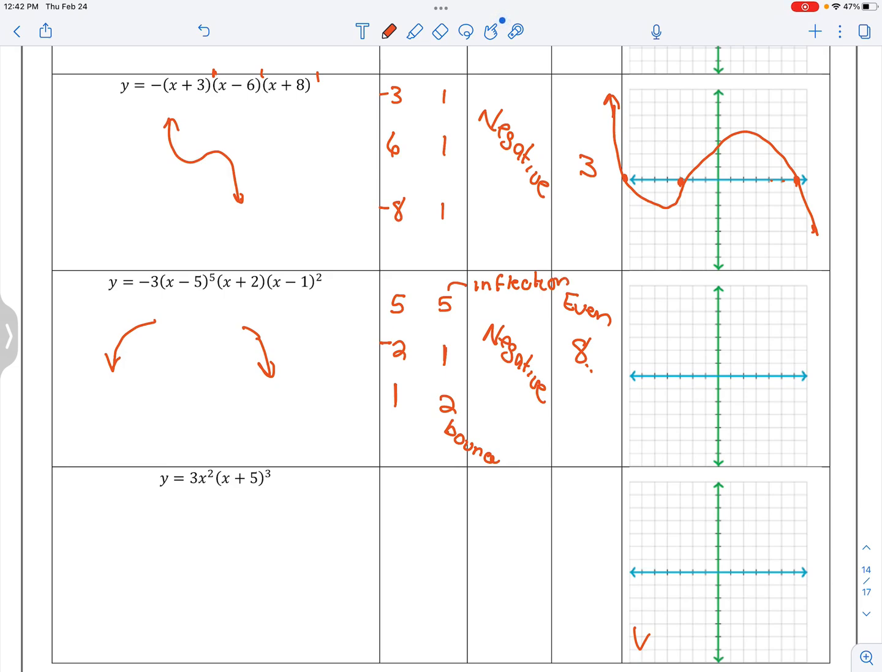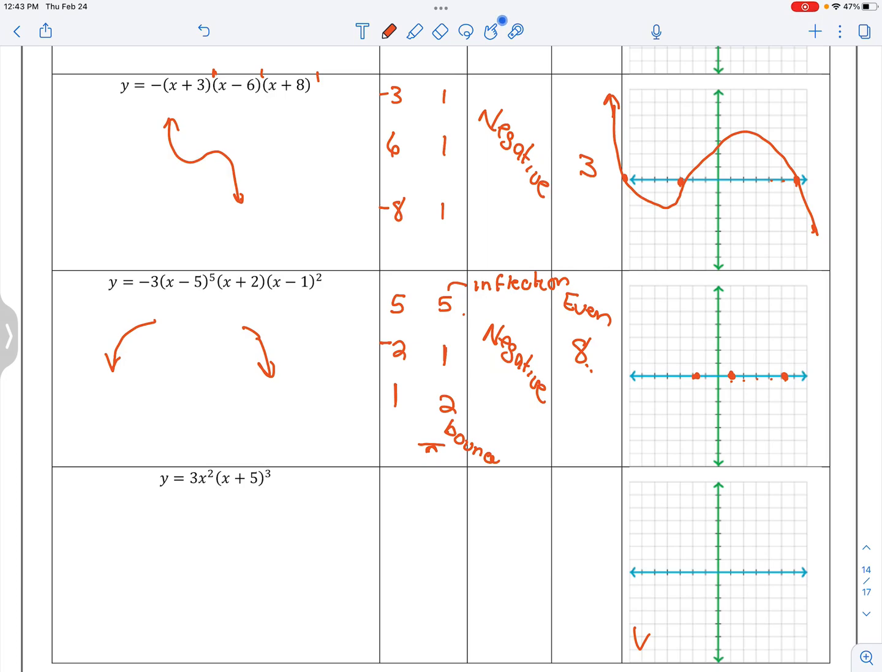So let's graph that. So I have 5, 1, 2, 3, 4, 5. I have -2, and I have +1. So I know this one's going to kind of bounce. This one's multiplicity of 5 will go through the x-axis, but it's going to slow down.